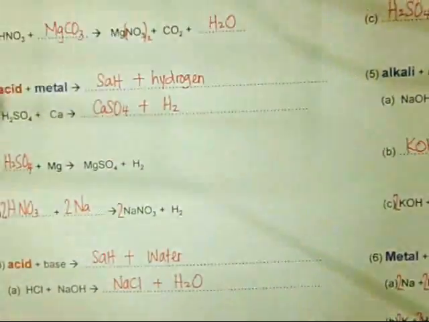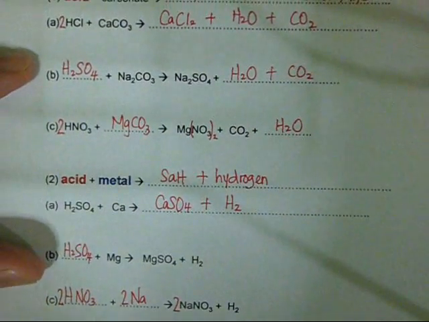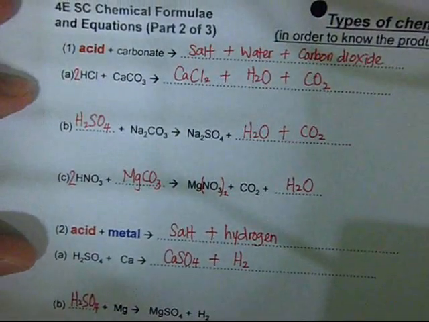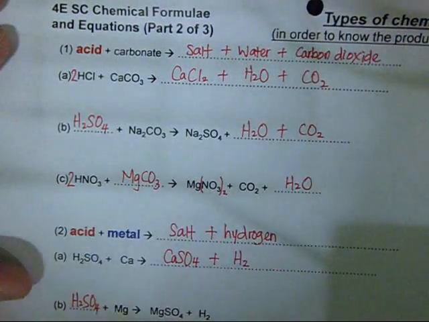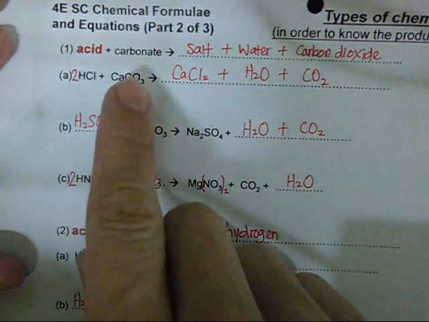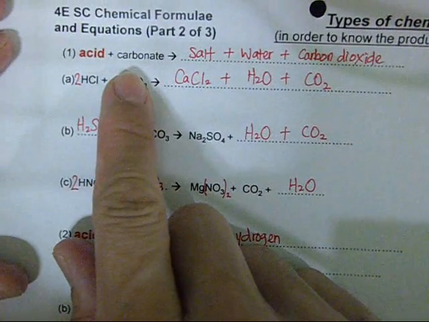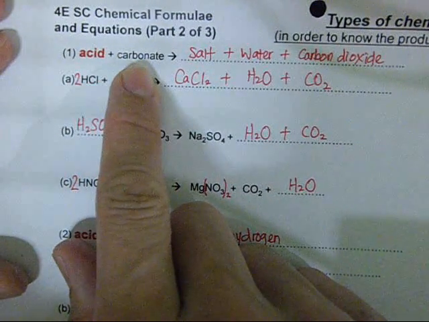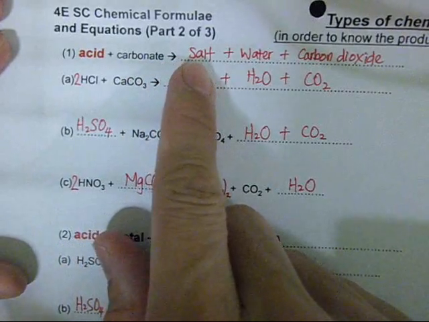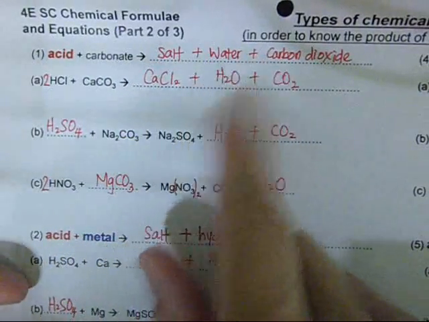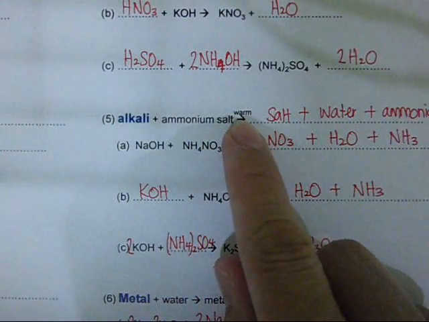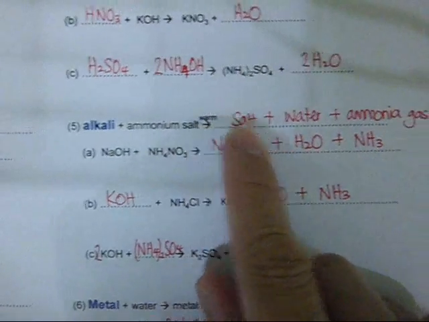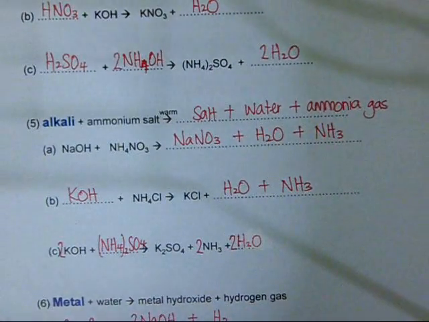Okay, the second page of the mind map is on the chemical reactions, all the chemical reactions in the chemistry syllabus. Again, the question asked would be, acid plus carbonate, what would be the products? The products would be salt, water, and carbon dioxide. Okay, alkali plus ammonium salt, with or without warming, you get salt, water, and ammonia gas.